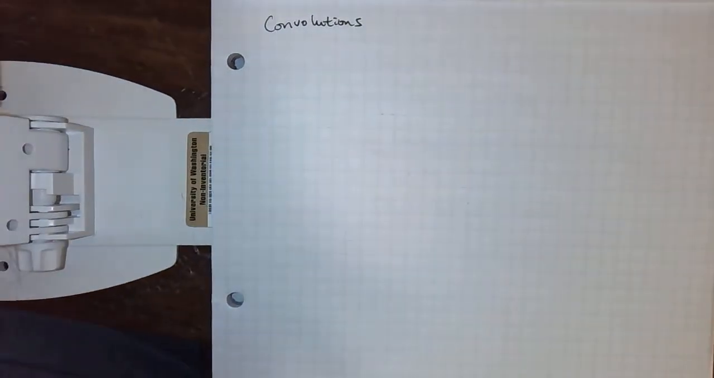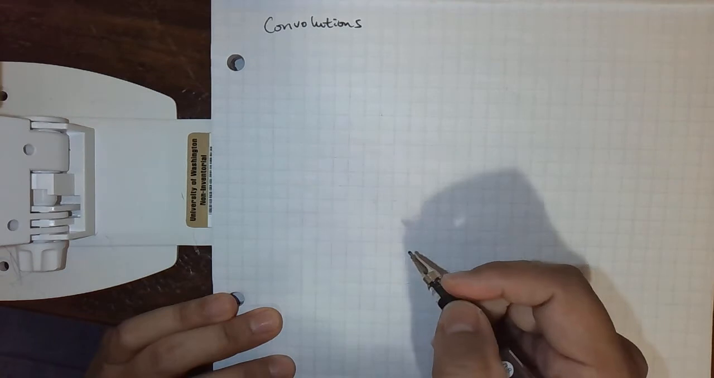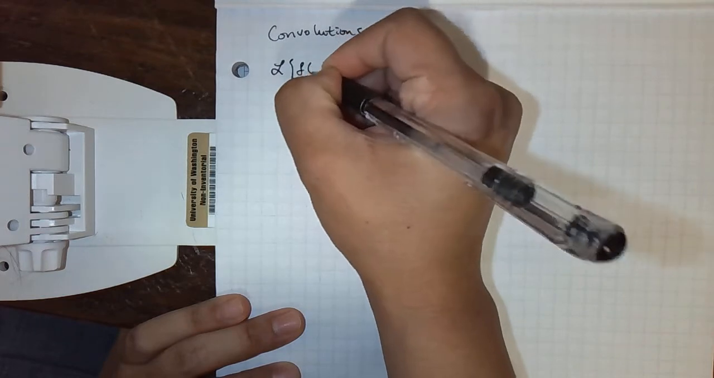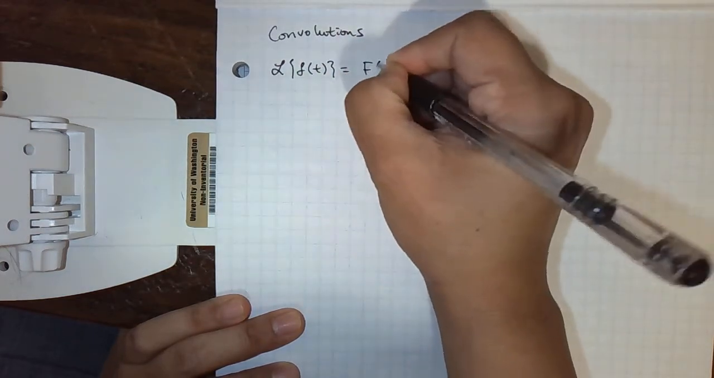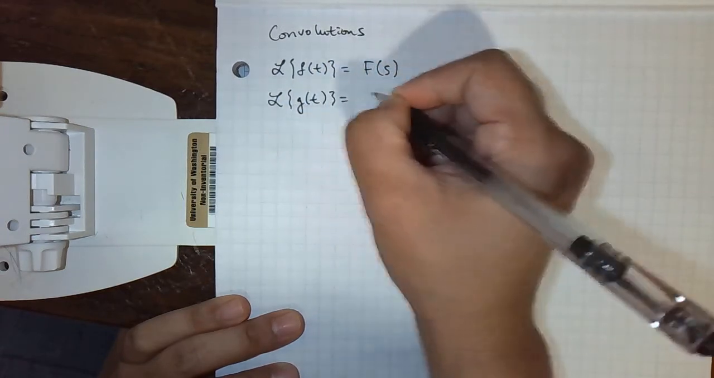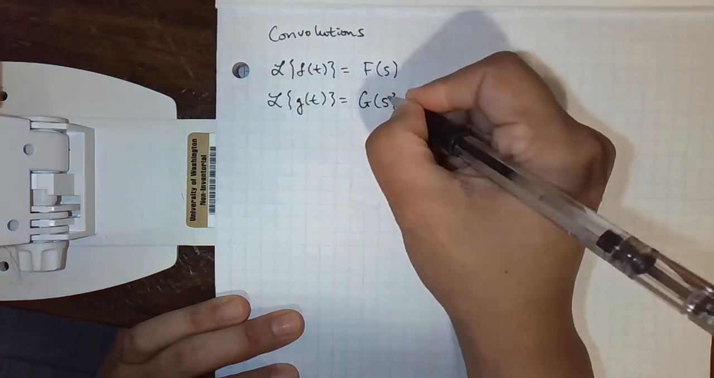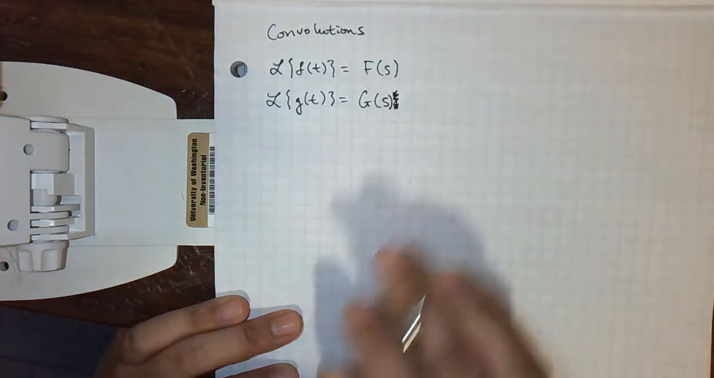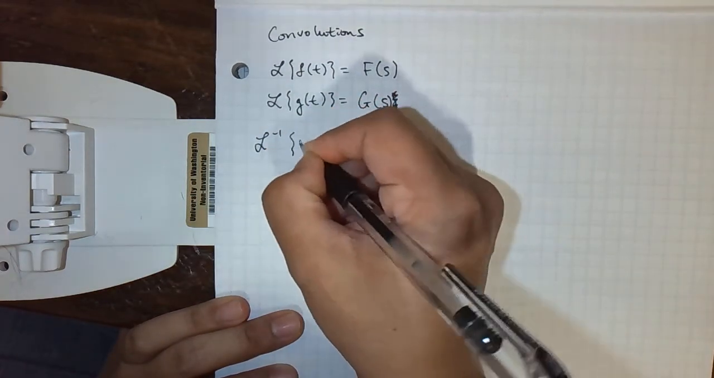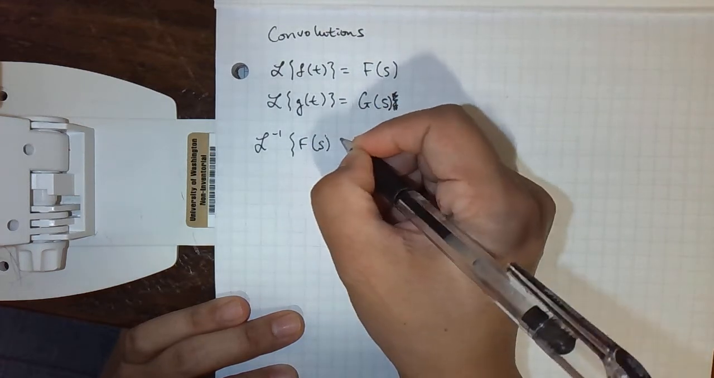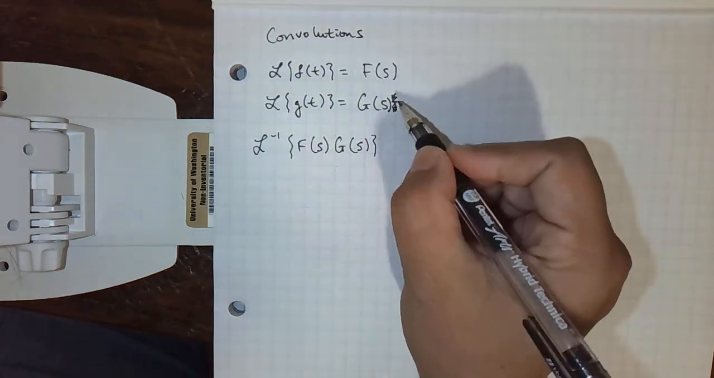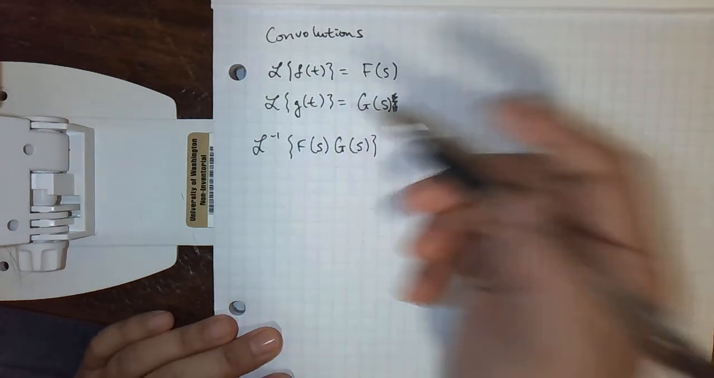So the last topic we're going to talk about is convolutions, and these arise naturally from Laplace transforms. Let's say the Laplace transform of some function little f of t is big F of s, and the Laplace transform of some function little g of t is big G of s. Then let's say these functions show up somewhere. So we get the function big F of s times big G of s, and we want to take the inverse Laplace transform. Is that at all related to little f and little g?